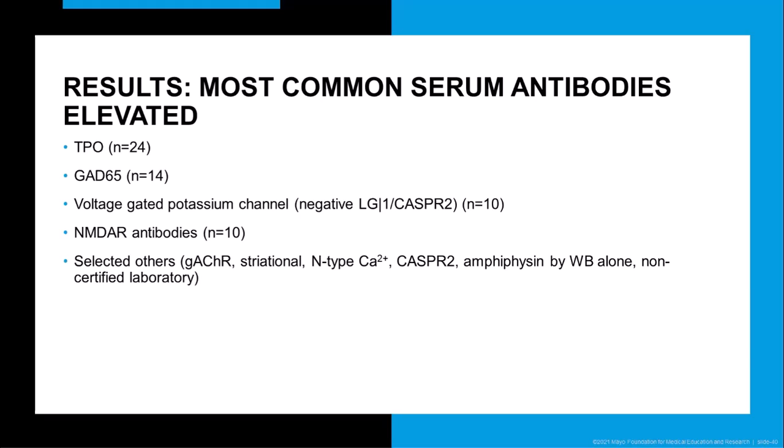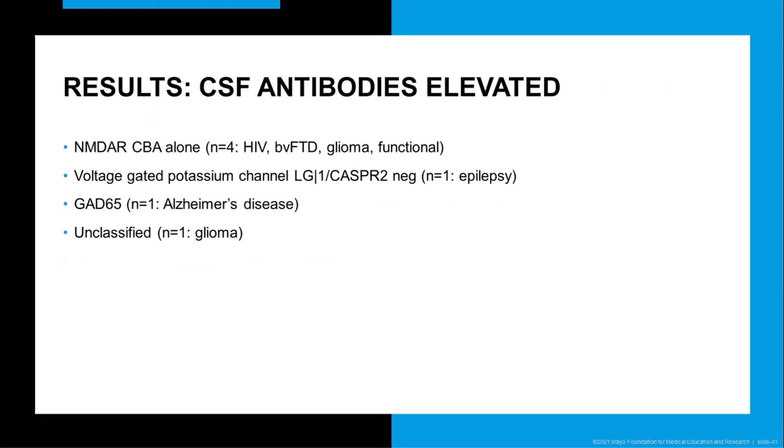NMDA receptor antibodies in serum. Most of these were negative in CSF. And there's some selected others, like we can see here, the ganglionic, striational, N-type calcium channel, etc. There were some CSF antibodies elevated, but none of these had confirmation on tissue and on cell-based assay. And indeed, these were much less common, that we would see CSF positive antibodies, but some examples here.